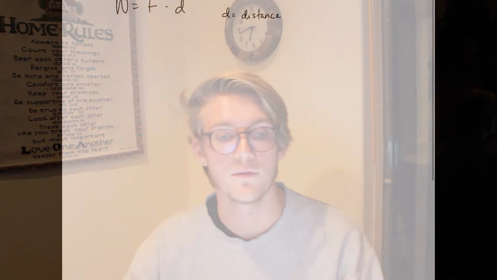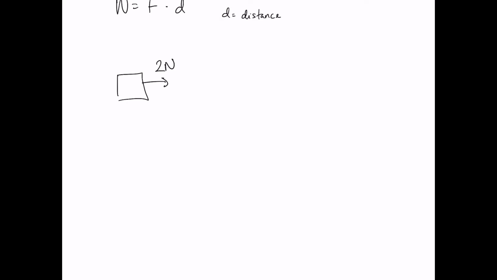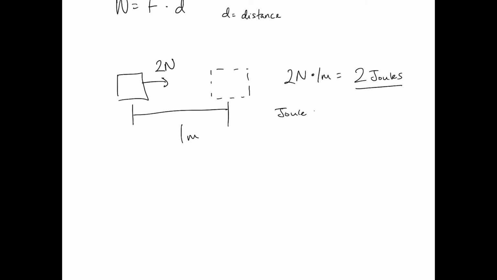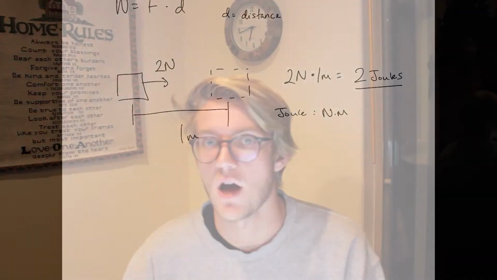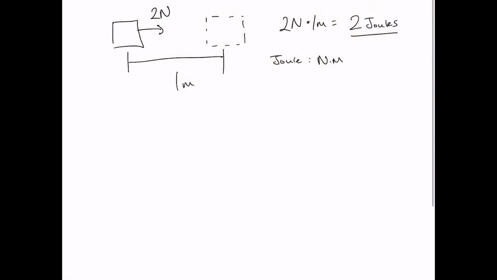For example, if you were to push a block with a force of 2 newtons for 1 meter, you would have done 2 joules of work on this block. Remember, a joule is equal to a newton times a meter, or a newton meter. If this force were to be applied to the block at an angle, then the work done would be equal to the force times the distance times the cosine of that angle, theta.